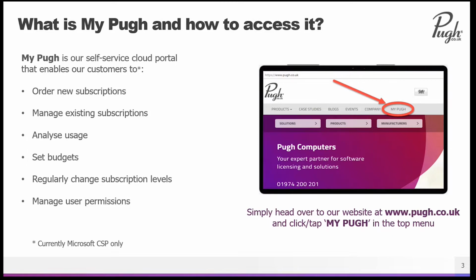So in terms of actually accessing the portal, you can see on the screen we have a screenshot on the right. All you'd have to do is head over to pew.co.uk, so over to our website, and in the top menu you can see a button for MyPugh. You just click that and that will bring up your login page. And again, if you're not sure of the login, just get in touch and we can help you sort out your access. A quick tip, once you are logged in, you can just favorite or bookmark that home page once you're logged into the portal, so that'll make it easier and faster in future for you.